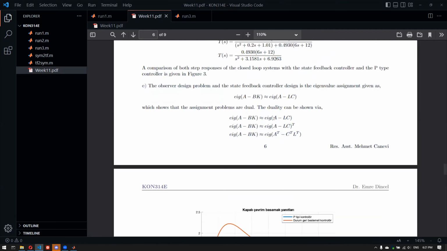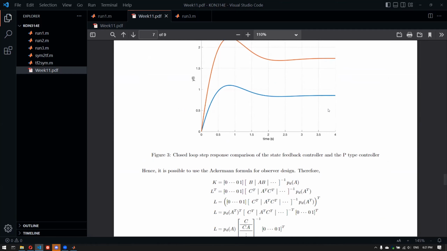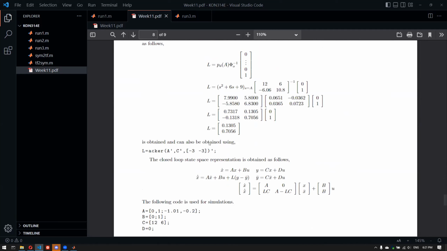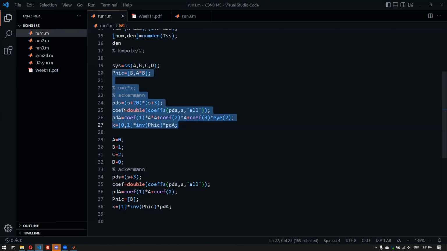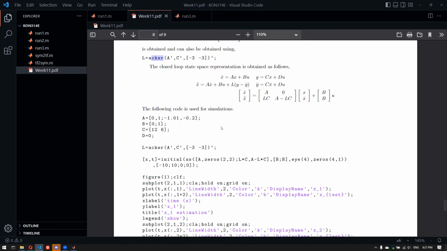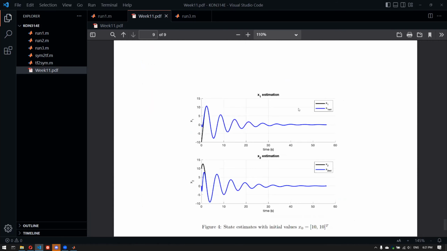Here's the duality of A minus BK and A minus LC. Here we have a response where we have the p-type controller and the state feedback controller compared in a single plot. You can see that this is basically the Ackermann formula for the observer design. And then we also have an observer here. You can also use acker or place commands like that, but I would suggest you to go along with this piece of code here using the symbolic toolbox so that you can learn it a little bit better. And then you have basically also the piece of code that demonstrates how well it estimates.